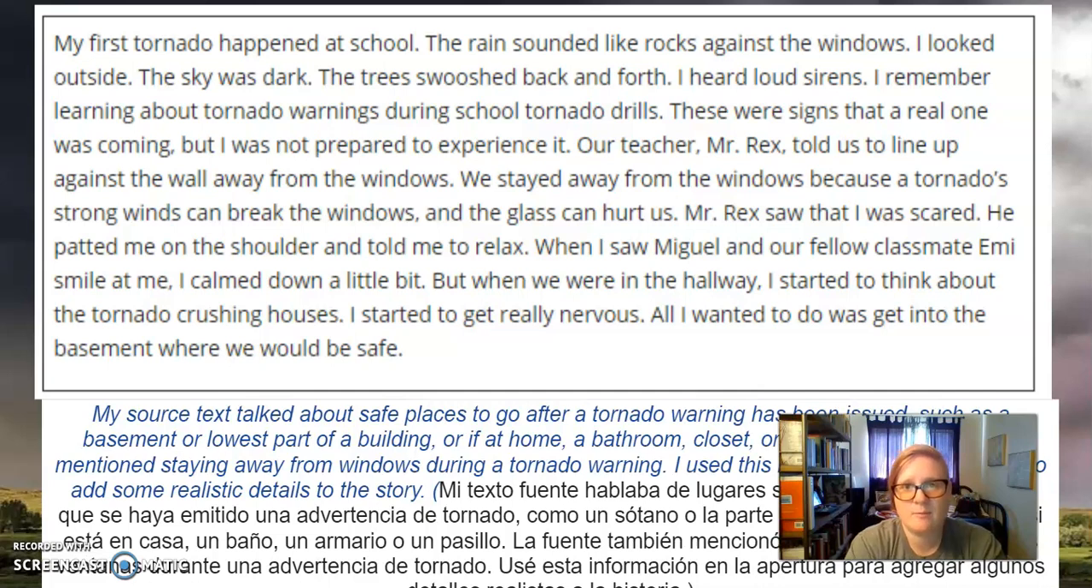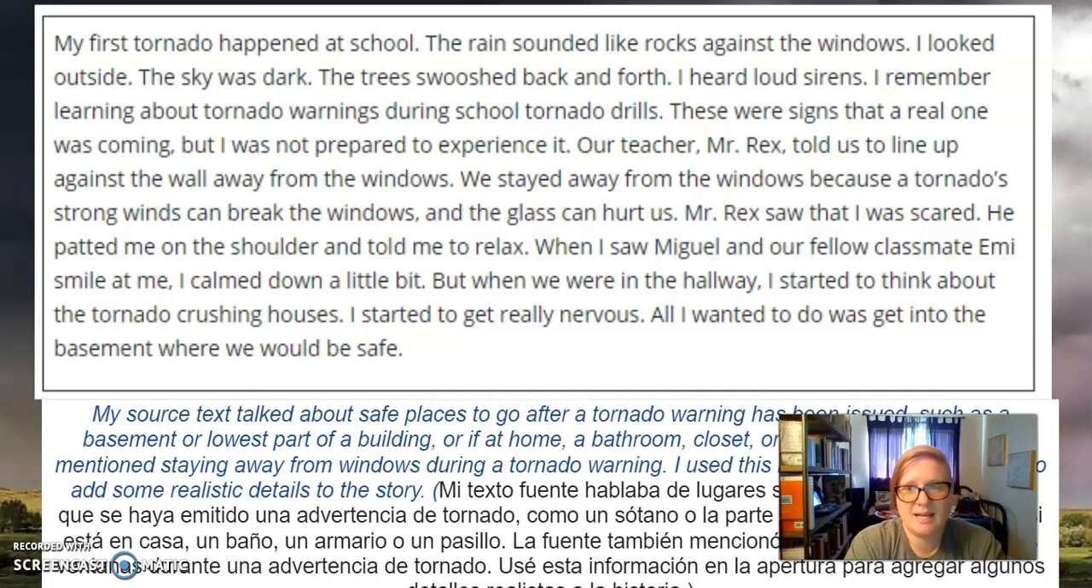Well, I know that when the storm comes during a tornado, sometimes you get hail, which is like rocks towards the windows. The sky was dark, the trees whooshed back and forth, because I know it gets windy and I know it gets dark. Hearing loud sirens, that makes sense.